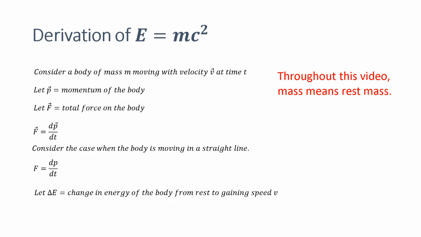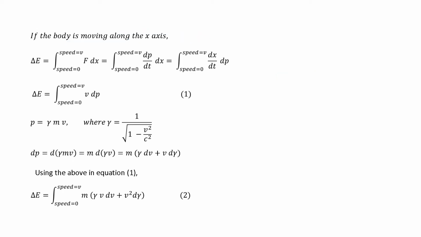Suppose delta E is the change in energy of the body from rest to gaining speed v. If the body is moving along x-axis, then delta E equals integral F dx, where F is dp by dt, so we get integral dp by dt dx. We can rewrite this as integral dx by dt dp. Since dx by dt is speed v, we write delta E equals integral v dp. Call this equation 1.